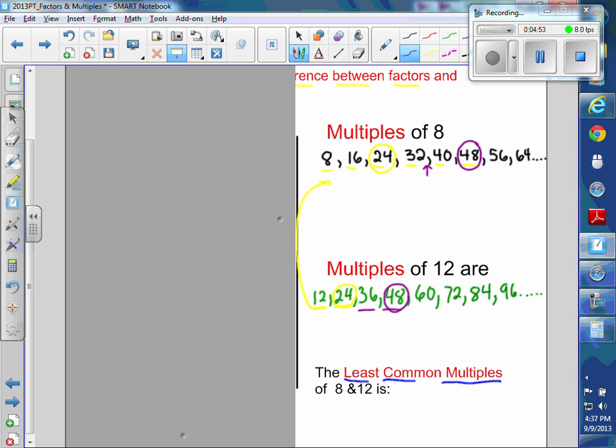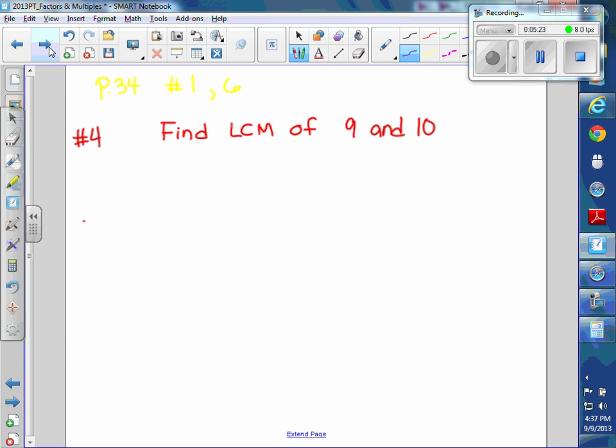So one thing you need to understand how to find tonight is the least common multiple, which means least is the smallest, so the smallest of the numbers that are circled. The smallest common multiple of 8 and 12 is 24, because 24 is the first common multiple that appears, and it's less than 48. You have to practice this in today's homework. In problems 1 and problem 6 in today's homework, you will be asked to do that.